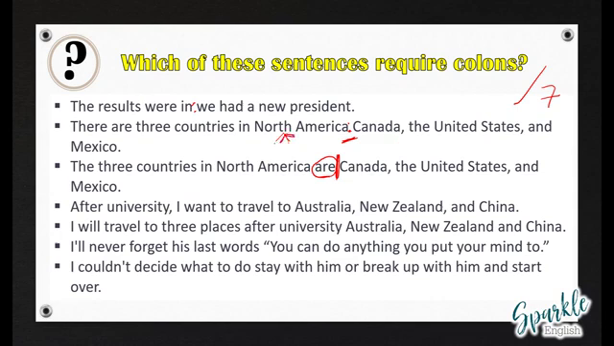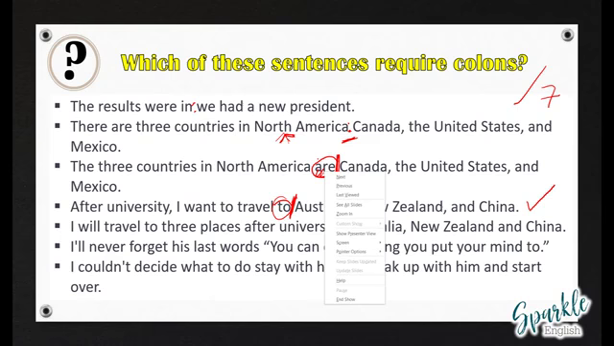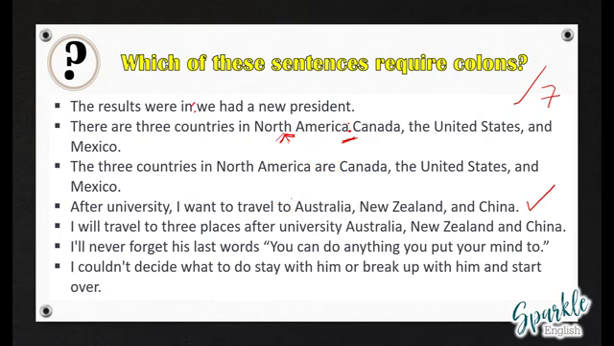The next one. After university, I want to travel to Australia, New Zealand, and China. Again, you might be tempted to put a colon here after "to," but that would be incorrect. You do not need and you cannot use a colon there because you have the word "to." So this sentence was correct on its own. I'm going to erase these so it's not going to be confusing for you. Both of these sentences are correct as they are.